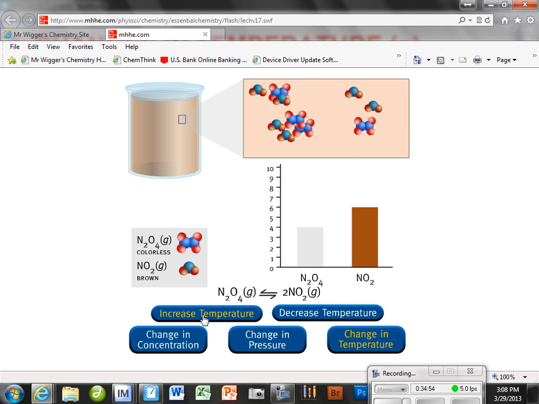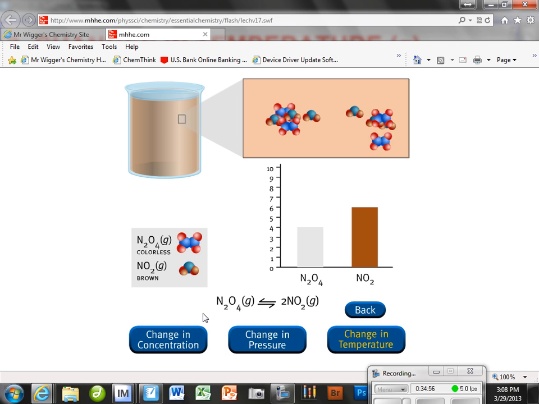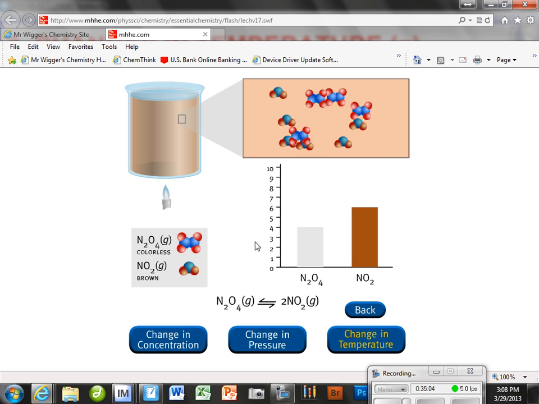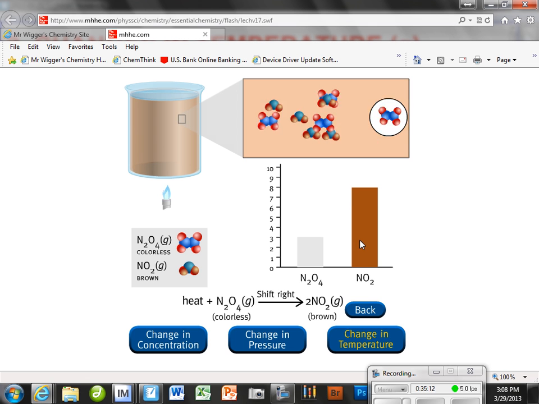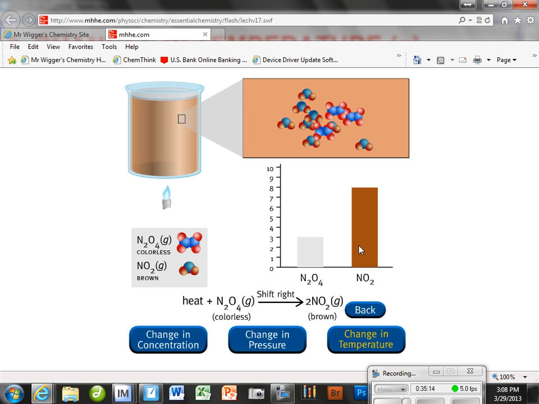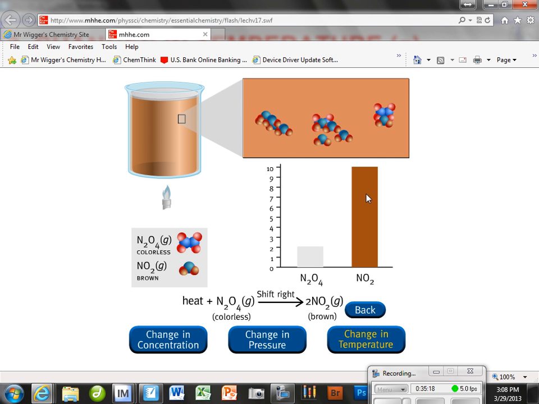All right, I'm going to increase the temperature, and look at this. This is so darling. Aw, look at that. Isn't that cute? The flame heats it up, right? Now, we've got to watch what's happening here. The bar goes up. Oh, whoa. Hey, that popped up, didn't it? It's brown. Okay, it's brown, yes. And the brown has increased.